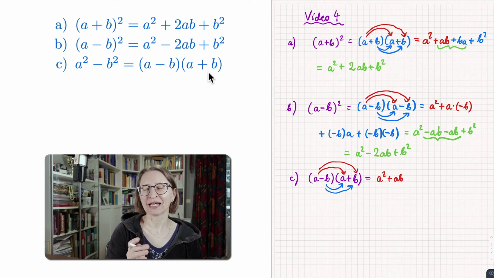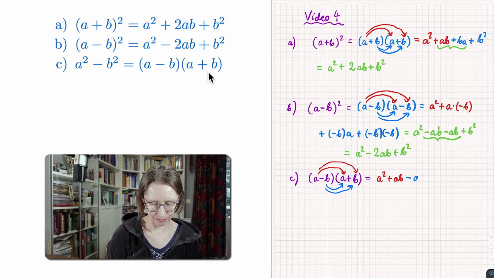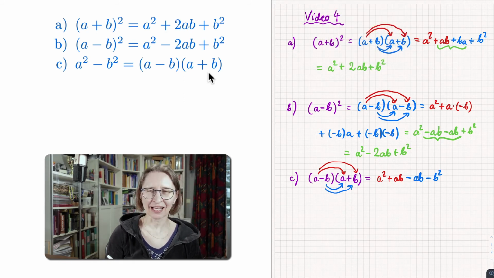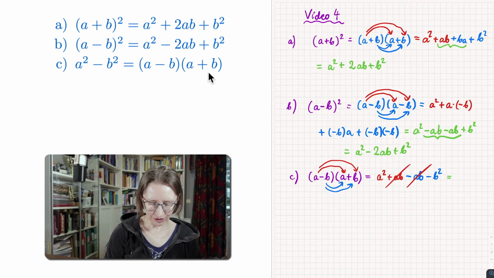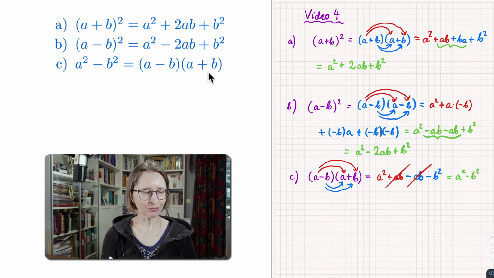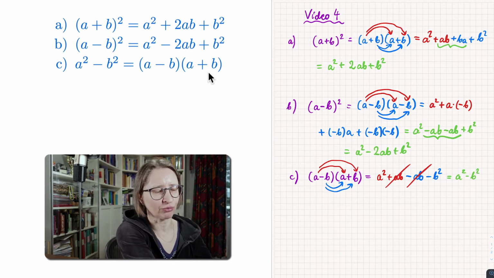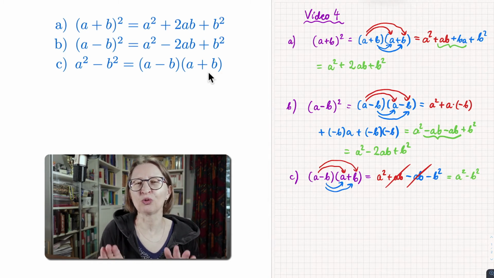Plus minus b times a, you know, it is simply minus ab, right? And minus b times plus b is minus b squared. And you see here I have a cancellation because I have plus ab and minus ab. So it is the same number added and subtracted. So these two cancel out. And this gives me my left-hand side in this case, a squared minus b squared. So now I'm done proving these three formulas, and now I will move to my presentation.